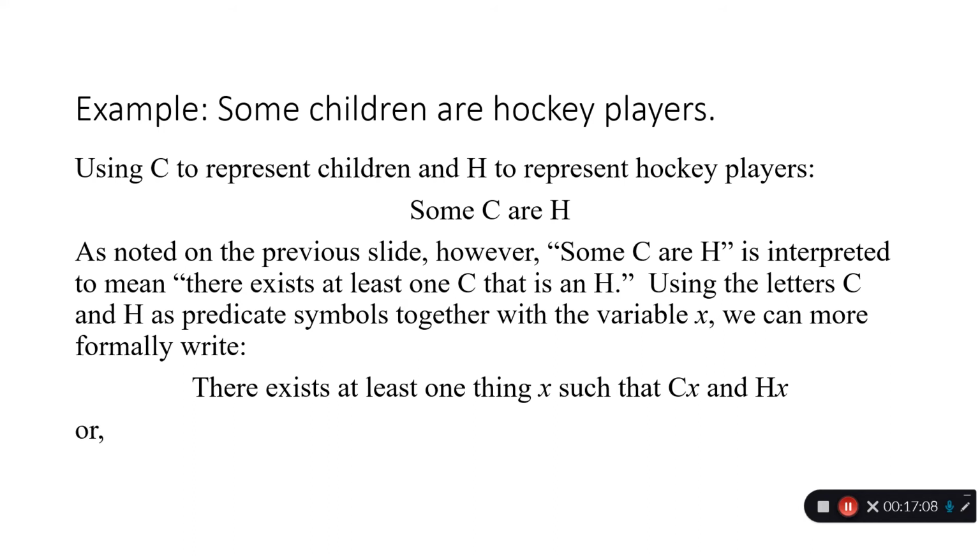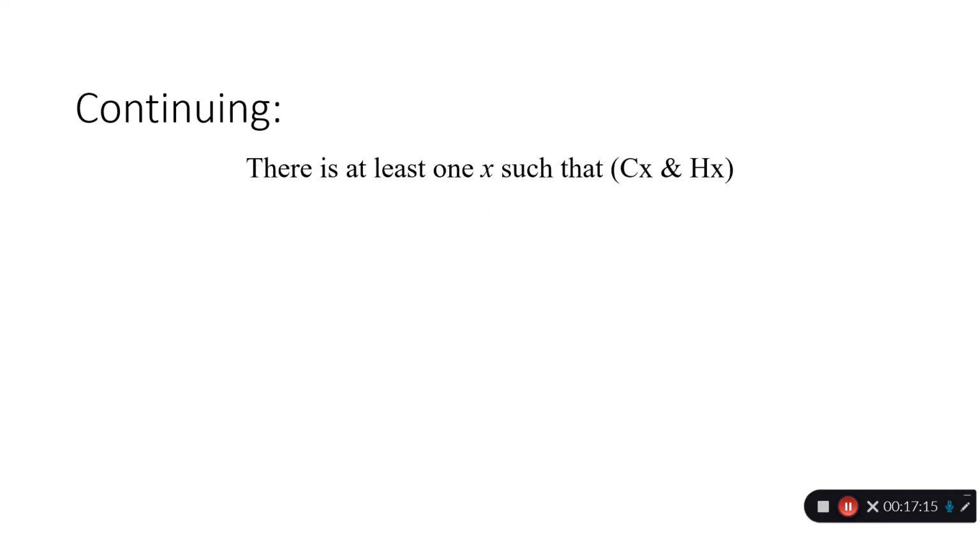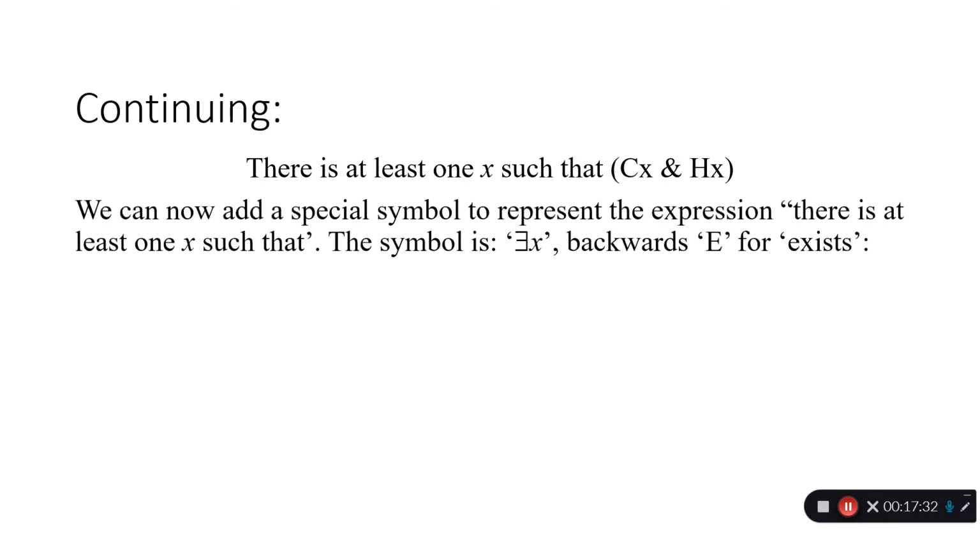And again, using SL connectives, there is at least one X such that CX and HX. Move that to the top. And now we need to complete this by introducing a symbol that stands for that string, there is at least one X such that. That string is an existential quantification. We need a symbol that represents that, and that will be the backwards E for exists. There exists an X such that CX and HX. At least one X that has both the properties C and H.